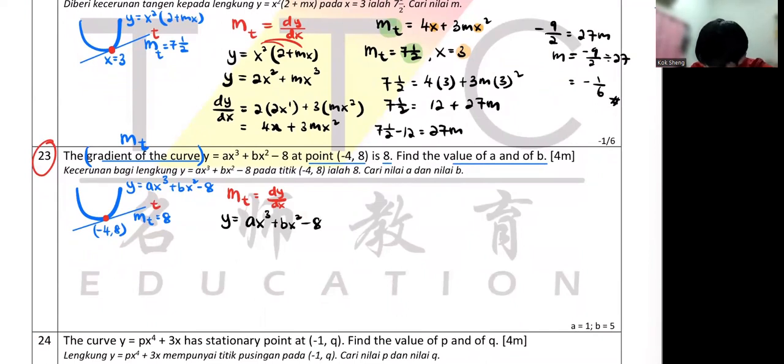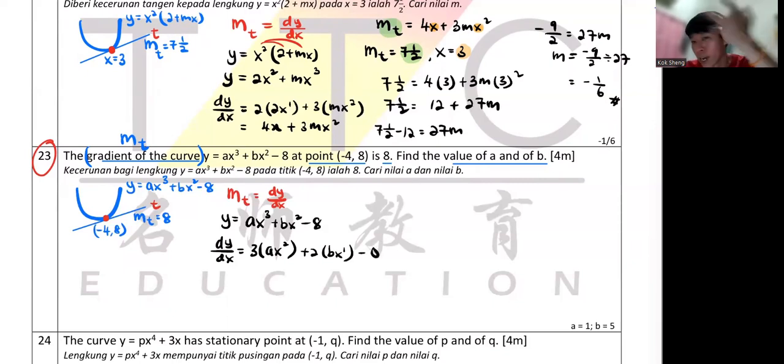Okay, correct. So let's differentiate this. So I think the 23, we differentiate this curve, will be using the number 1 because there's no bracket here, right? The power of x times -1 times -1 and -8, no x, so becomes 0. So 3ax squared equals to 3x squared plus 2bx.